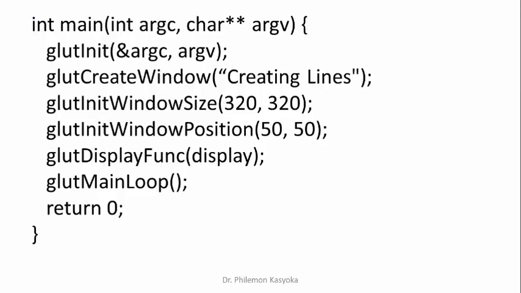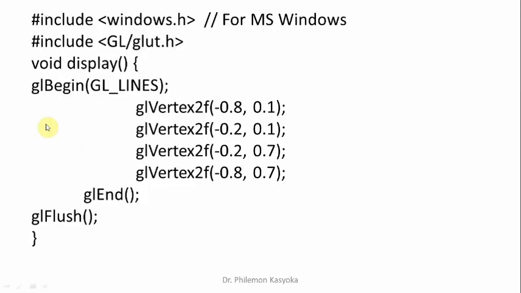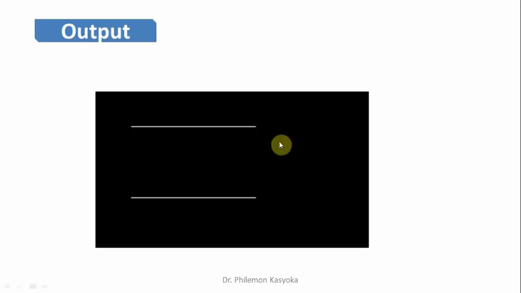So once we run that, then this is what we're going to get. The lines have been drawn because we have specified GL_LINES. Now, since we have specified GL_LINES, they are picked from this point to this other point, from this other point to this other point. And that is the reason why we have this kind of output that you're seeing here on the screen.